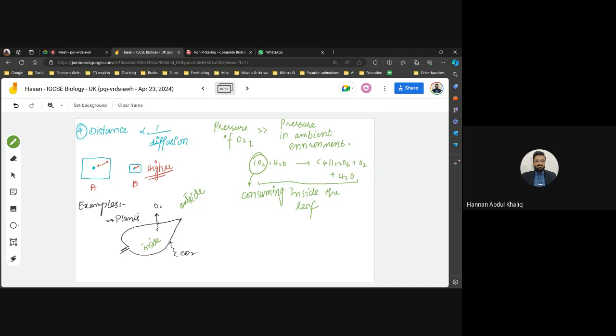And I told you in the previous class that the mitochondria produces carbon dioxide because it performs respiration. So in the process of respiration, oxygen is consumed and carbon dioxide is released. So suppose you have an animal cell, and in an animal cell, this is a mitochondria, and the carbon dioxide is being released and oxygen is being consumed. Now, what should be the movement of these gases?